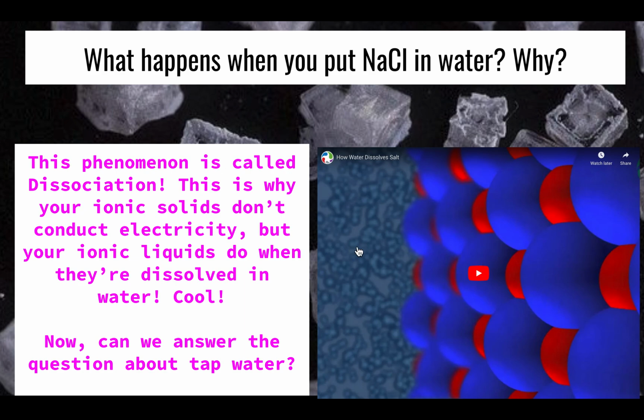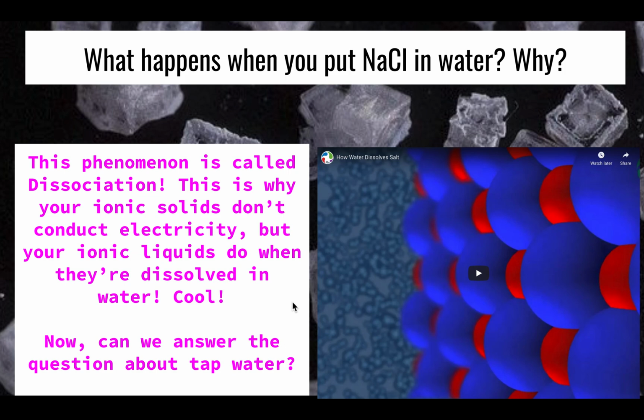And so in your cup of water now, you have all these positive and negative ions just floating around in the water. And this is why your ionic solids don't conduct electricity as a solid, but they do when they're dissolved, okay? Because think about it, now we have positive and negatives floating all around in our water, okay? And you stick an electrode in there, and voila, you're conducting electricity between those positive and negatives, okay?